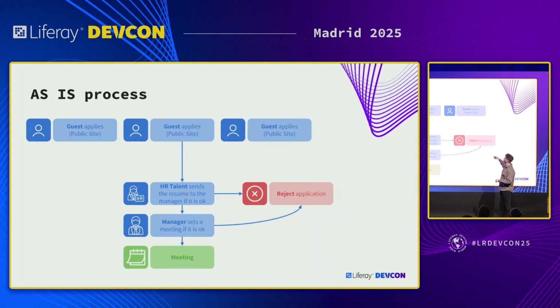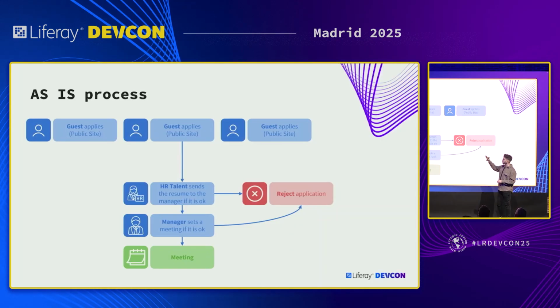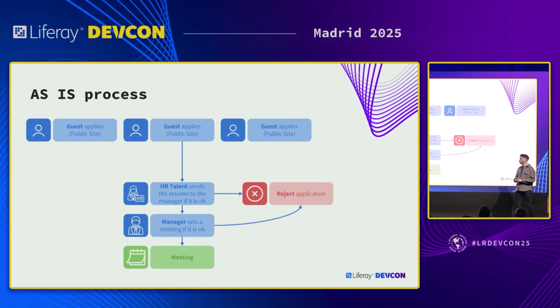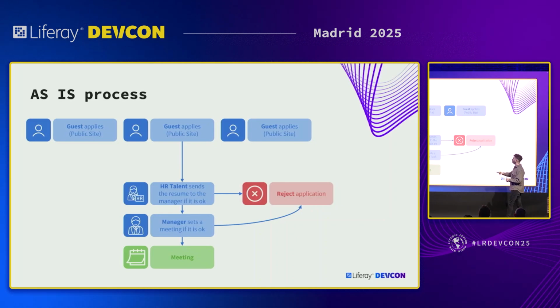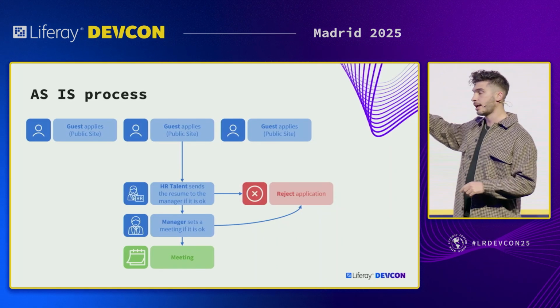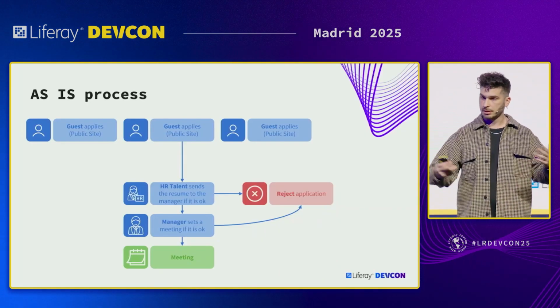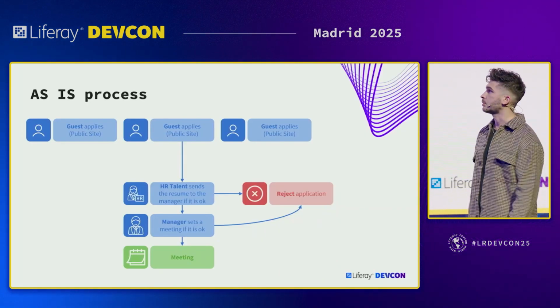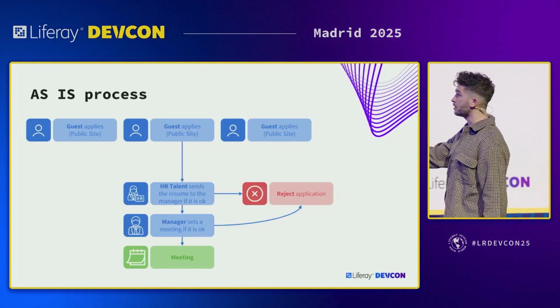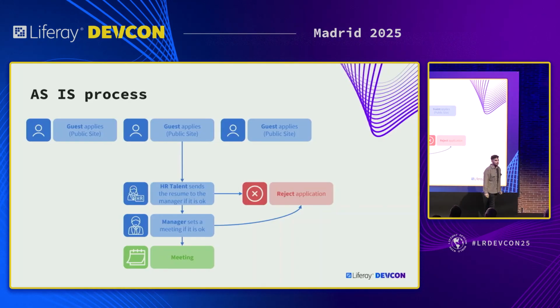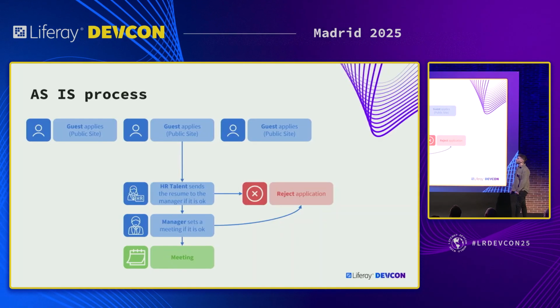So guest people can apply from the public site. The HR talent sends the resume to be approved by the manager or can reject it by itself. The manager can, again, reject the application or set a meeting in order to meet the person that is applying. But in this way, the HR talent acquisition office has to review every single application.